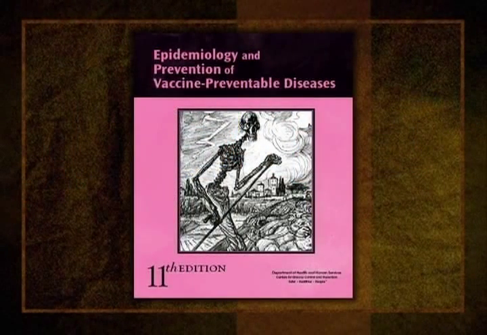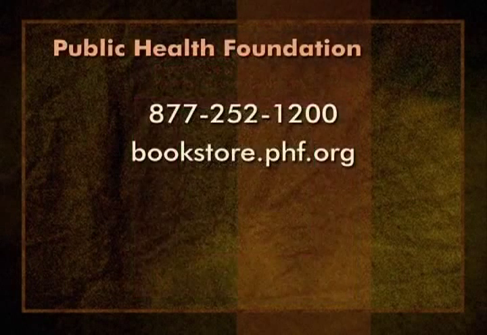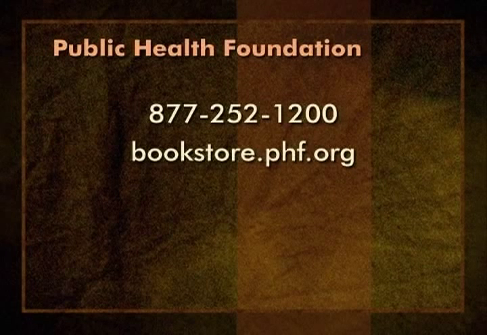This brings us to the close of this session of Epidemiology and Prevention of Vaccine-Preventable Diseases. We would like to remind you of resources that you can use to get more information or to contact us. Here's the companion book for this program. The Public Health Foundation is the sole source for a printed copy. The book costs $35 plus shipping and handling and is a useful resource for any office that administers vaccine to persons of any age. You can contact the Public Health Foundation through their toll-free number at 877-252-1200. You can also order materials online from their website at bookstore.phf.org.